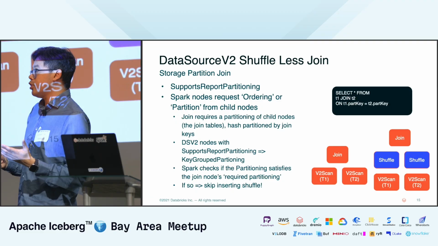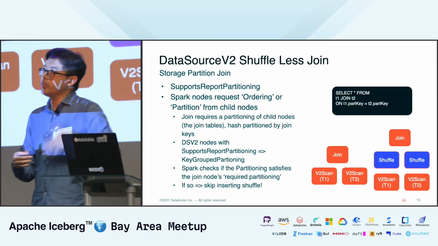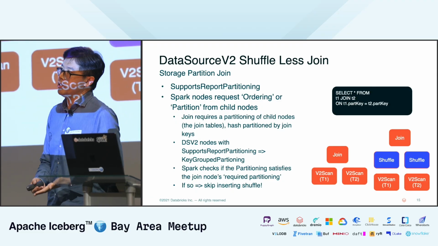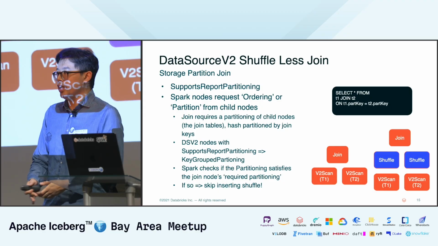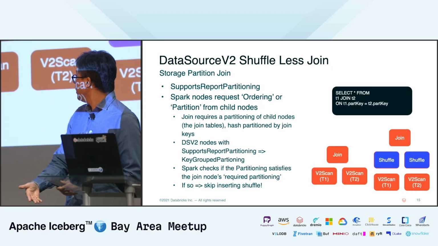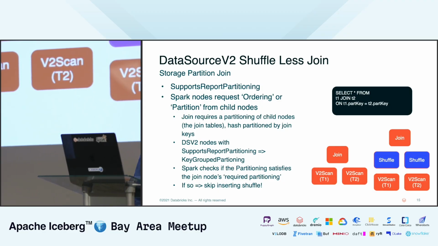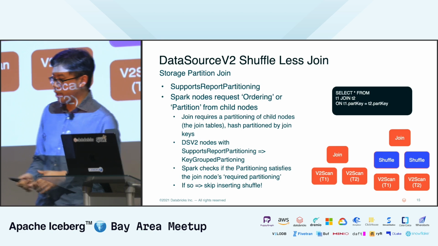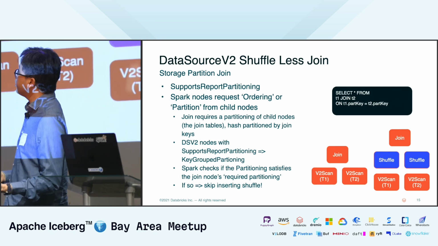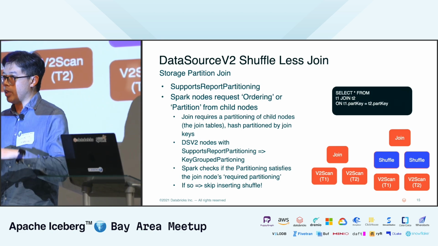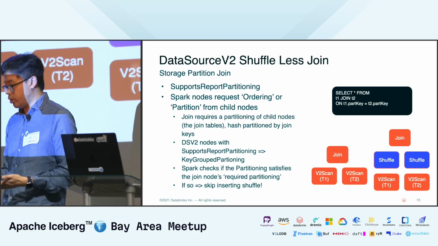So what happens is, for a data source, what we can do is report to Spark that we are already partitioned, and we're partitioned by this key. And if Spark sees that's the same as the join key, it can actually not insert the shuffle on top of the children. So this is a huge optimization called the storage partition join. And it's a good example of how Spark can open up its internals to a lot of data source optimization.